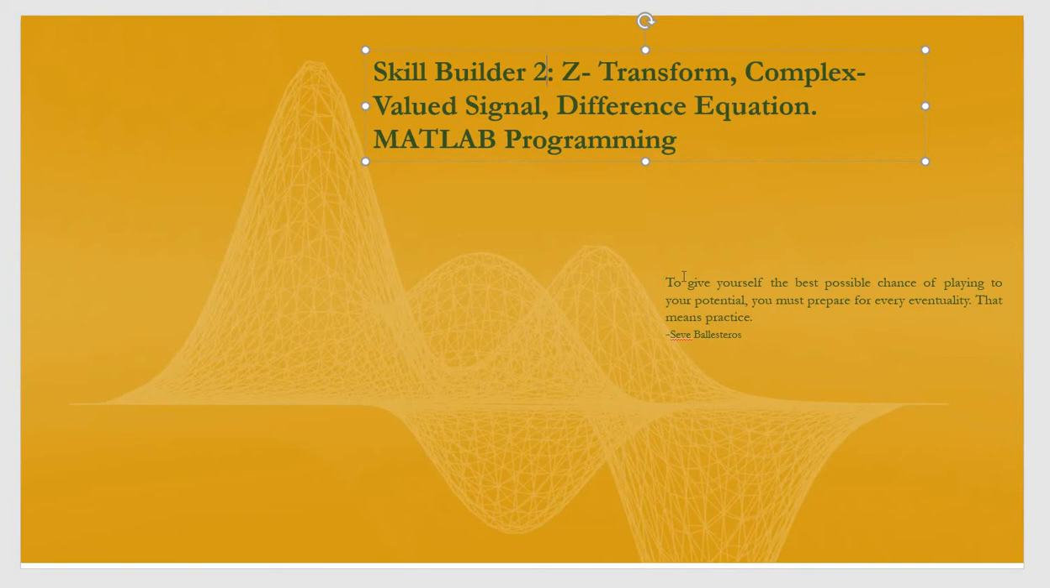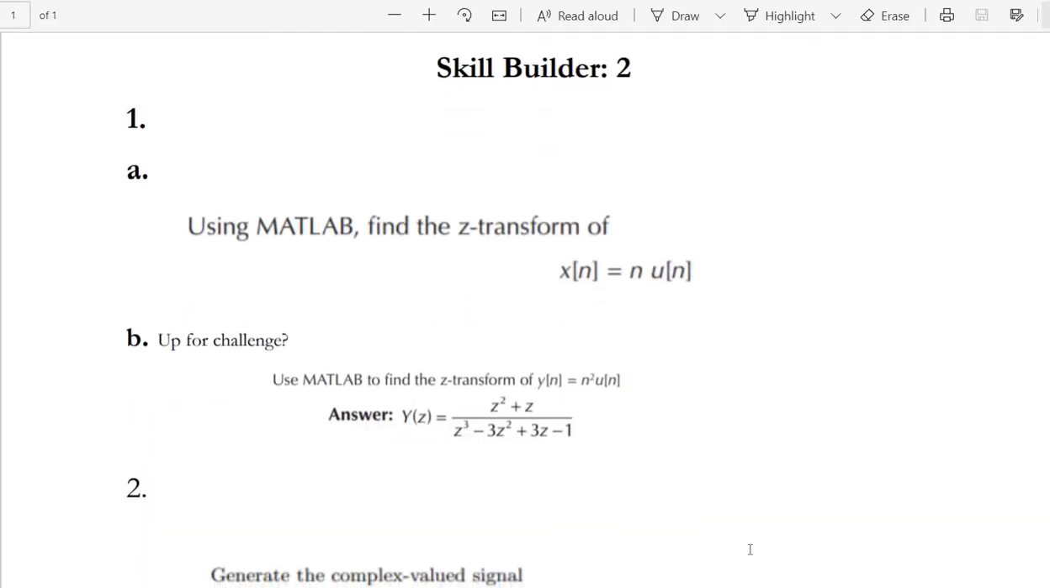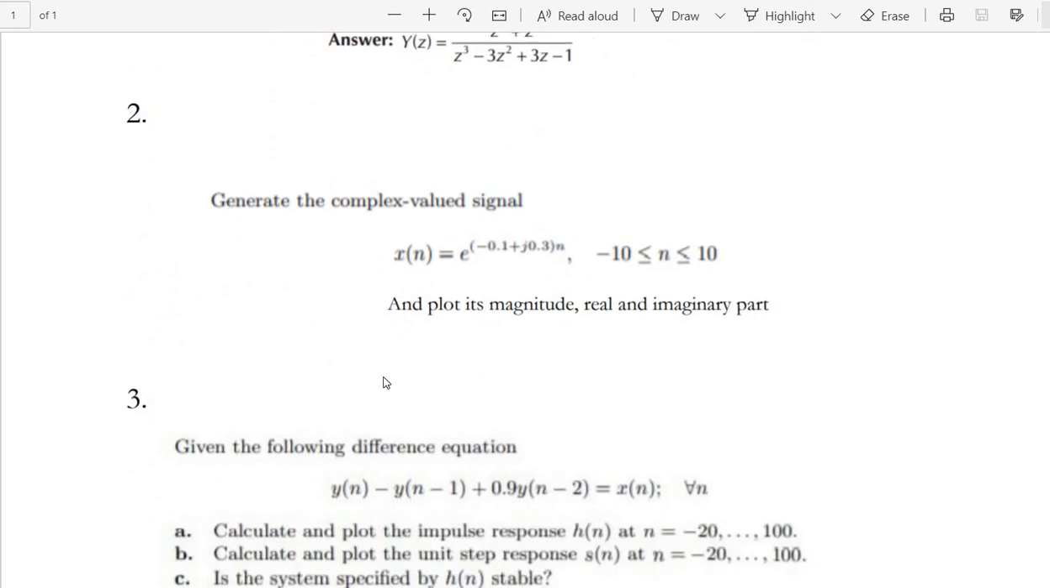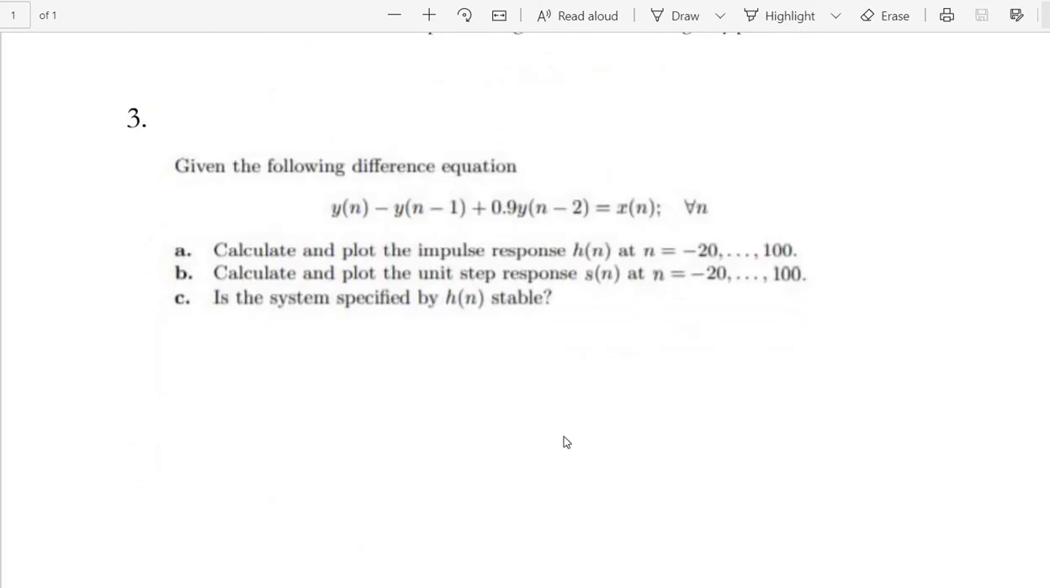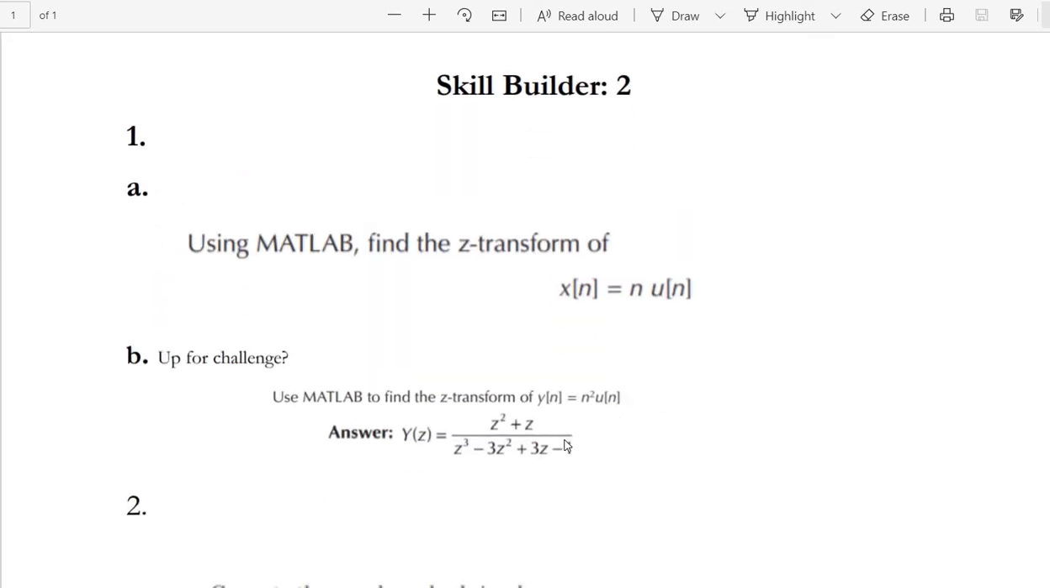Okay, so what would be the three things that we will code for today? The first one would be this, the second one would be this, and the third one would be this. Okay, so let's begin with our first code.